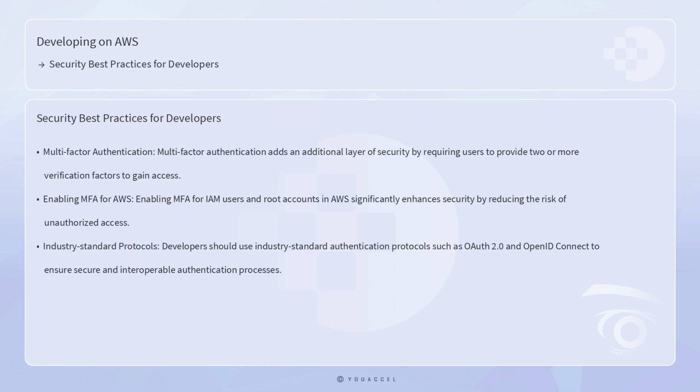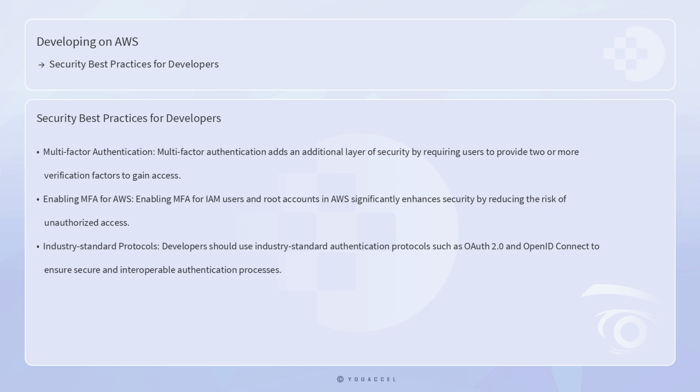Implementing robust authentication and authorization mechanisms is another critical aspect of security best practices for developers. Multi-factor authentication is a widely recommended practice that adds an additional layer of security by requiring users to provide 2 or more verification factors to gain access. In the context of AWS, enabling MFA for IAM users and root accounts significantly enhances security by reducing the risk of unauthorized access. Additionally, developers should use industry-standard authentication protocols such as OAuth 2.0 and OpenID Connect to ensure secure and interoperable authentication processes.